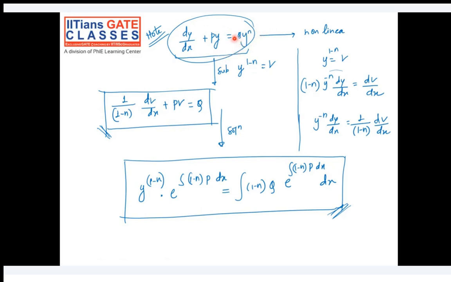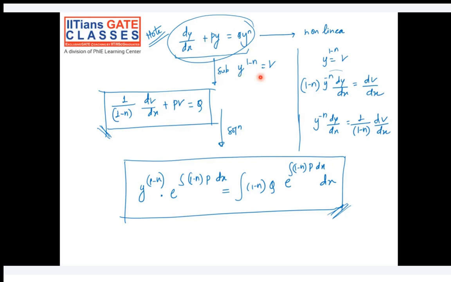So in this kind of situation, how to solve the problem? But remember, you don't have anything multiplying the dy by dx, at least in the other terms. dy by dx plus py is equal to q y raised to the power n. If you have a problem of this type, then what you have to do is the substitution: y raised to the power 1 minus n equal to v. This substitution will be done.